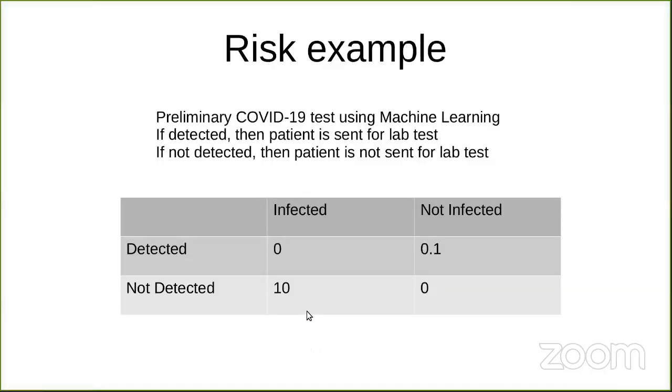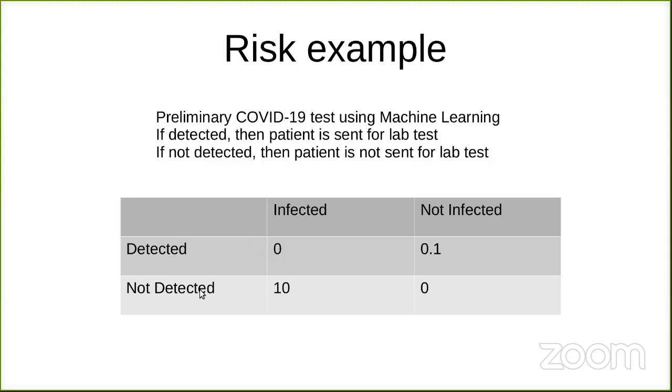Let's look at a more concrete example. Let's say you use your machine learning knowledge and develop an app which asks people questions like, are you having fever? Are you feeling tired, etc.? And these are your features. You use these features to develop a machine learning classifier, which is a preliminary COVID-19 test using machine learning. Now, if your app says that a patient is detected with the disease, then the patient is sent for the actual lab test. If it is not detected, then the patient is not sent for the lab test. So your test is really a preliminary test. It's not a final test, but your test determines whether the patient should go for the actual test or not.